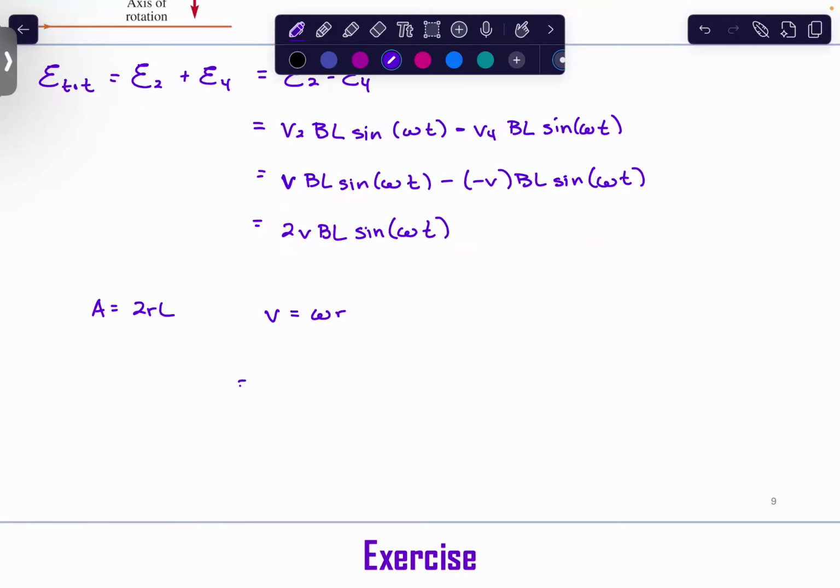Okay, so now we have 2 omega r B L sine of omega t, and we end up with our EMF for this generator as omega BA sine of omega t. Ah, yeah, see, I wrote it there. I just forgot to carry it through.